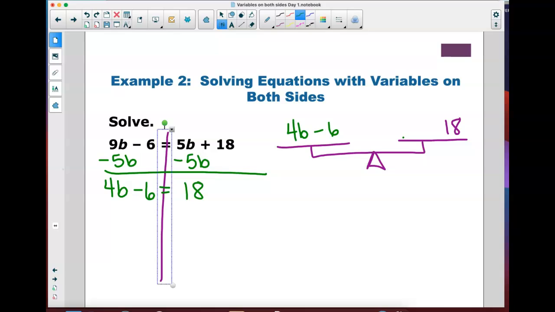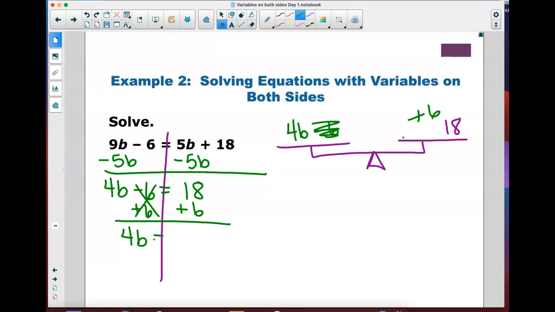I need to get rid of this minus 6. How do I get rid of the minus 6? Plus 6. So put plus 6 on each side. Because I want to get rid of this, so I'd have to put plus 6 over here. And so now we have 4b equals 18 plus 6 is 24.